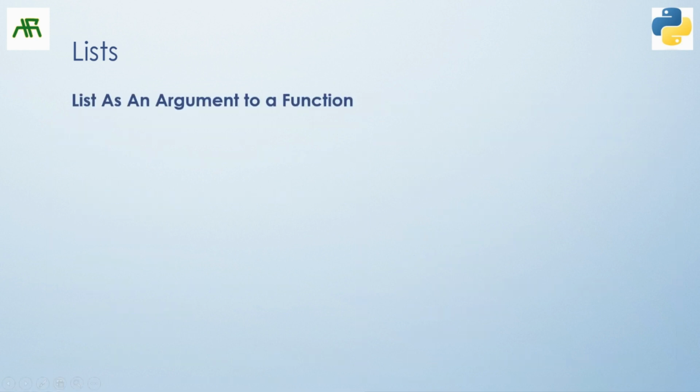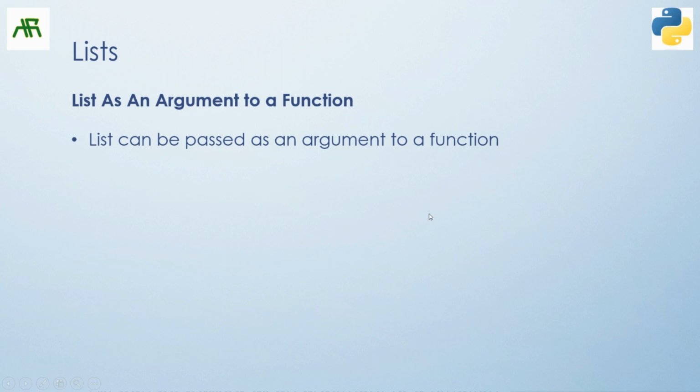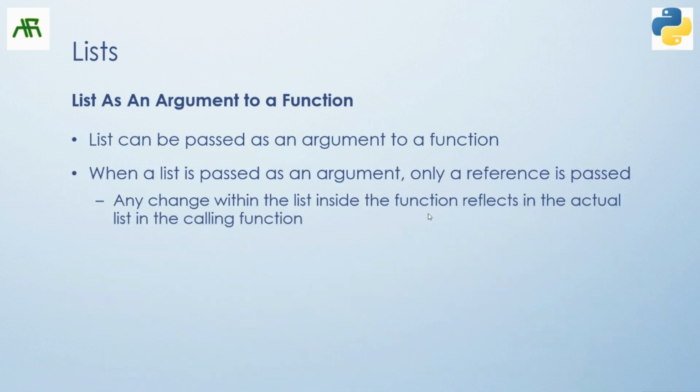List as an argument to a function. A list can be passed as an argument to a function. When a list is passed as an argument, only a reference is passed. So any change within the list inside the function reflects in the actual list in the calling function. Any operation like adding an element, changing an element or removing an element will reflect in the calling function when the return is happening.